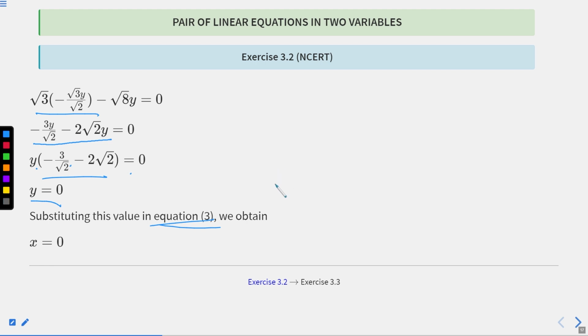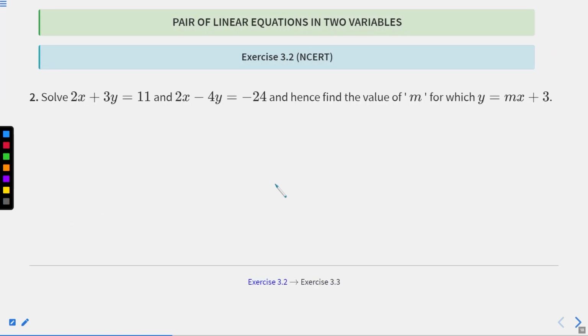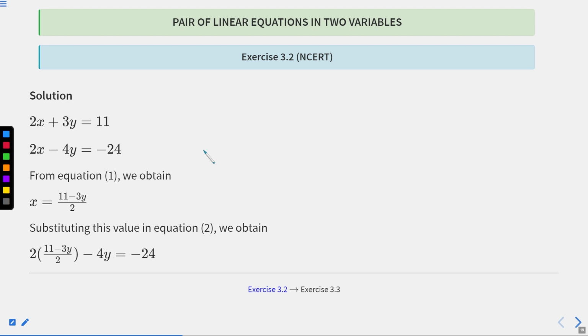Now let us move to question number 2. So here we have to solve 2x plus 3y is equal to 11 and 2x minus 4y, this is equal to minus 24, and hence find the value of m for which y is equal to mx plus 3. Okay, so we can solve this pair of linear equations by using substitution method. Naming this equation 1 and naming this equation number 2.